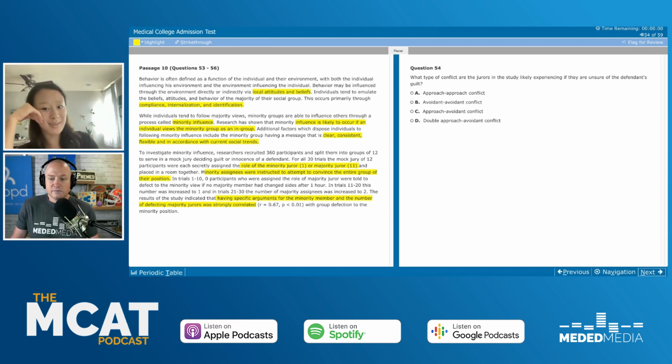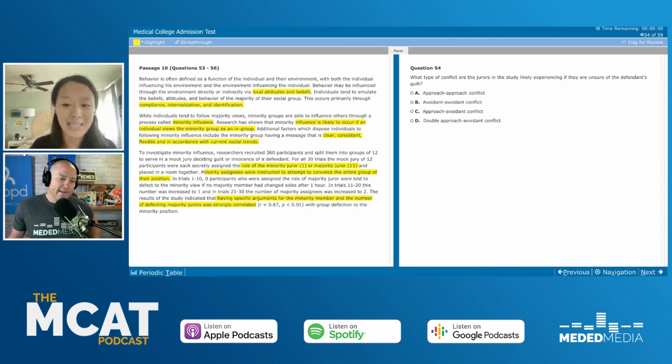A double approach is kind of just double of that. So you have two options, both with pros and cons. And so this is a double approach avoidant conflict because you have guilty and not guilty, but both have pros and cons, right? If you say that they are guilty, you could be punishing a criminal, which is a good, approach thing. But you could also be punishing an innocent person, and that would be a bad thing. That would be avoidance. But if you say that they're not guilty, you say that they're innocent, you could be letting a criminal go free, which would be bad. That's avoidance. Or you could be letting an innocent person go free, which is good approach. So both options have an element of approach and avoidance, which means it's a double approach avoidant conflict.